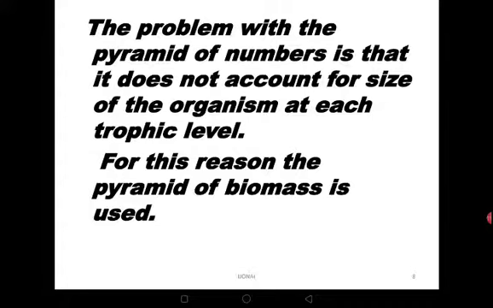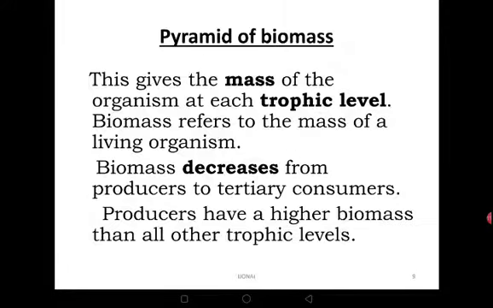The pyramid of numbers does not account for size. For it, we just consider numbers and that's it. We don't consider the sizes and the weights. So we have another pyramid called pyramid of biomass. We want to see what it represents. The pyramid of biomass gives the mass of the organisms at each trophic level.